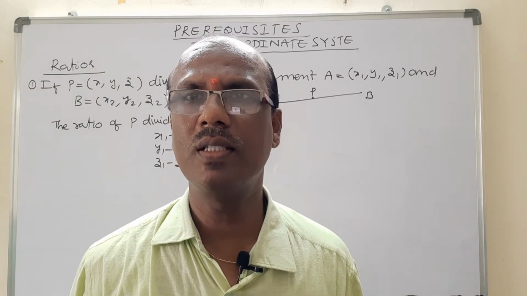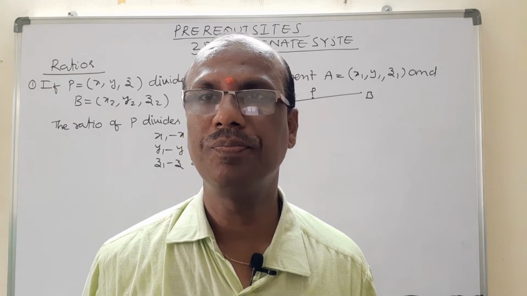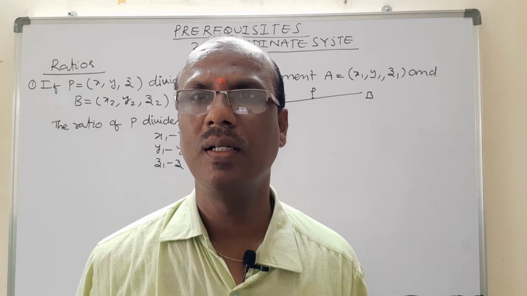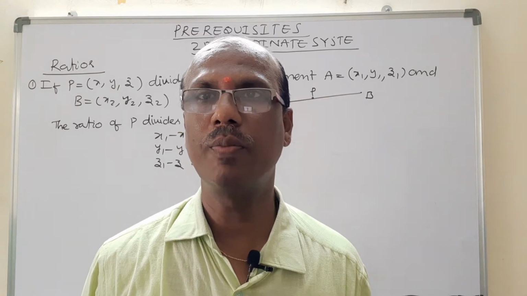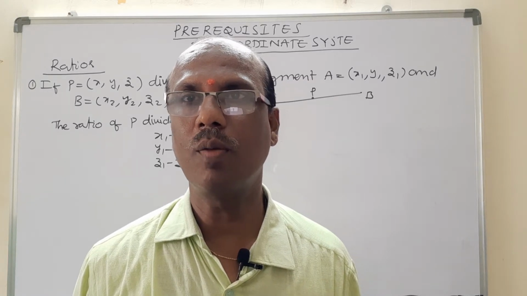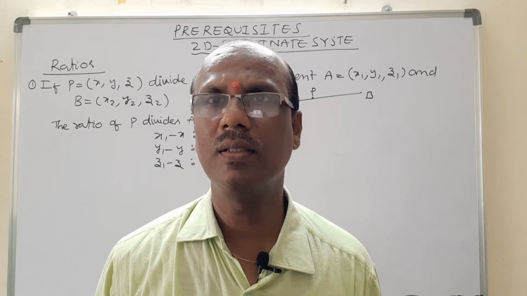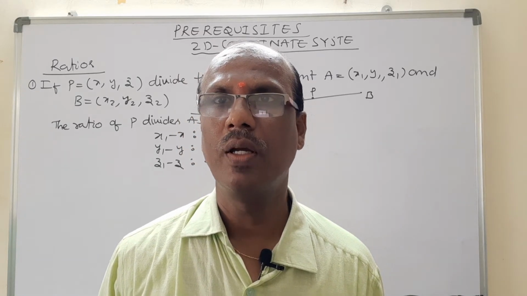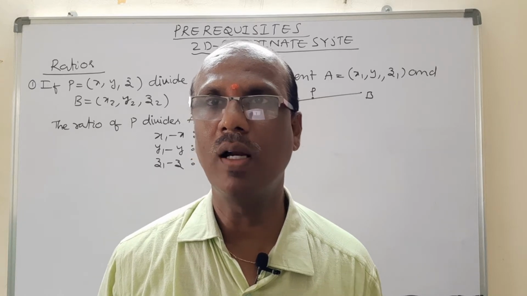In this video series, we discuss the 2D coordinate system. In the last class, we discussed the coordinate plane, distance between two points, collinear points, section formula, and points of trisection. In this class, we discuss ratios, types of triangles, and quadrilaterals.